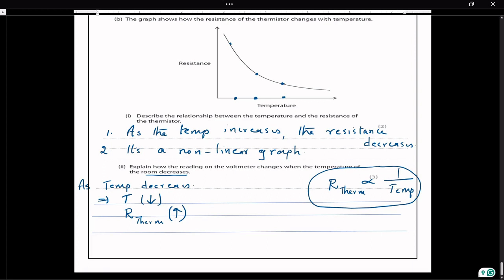So when the resistance is increasing, the circuit current, I circuit, is decreasing. As the resistance increases, the circuit current is decreasing. So when the circuit current decreases, the voltage drop across the resistor is decreasing. This is as the R value is fixed.